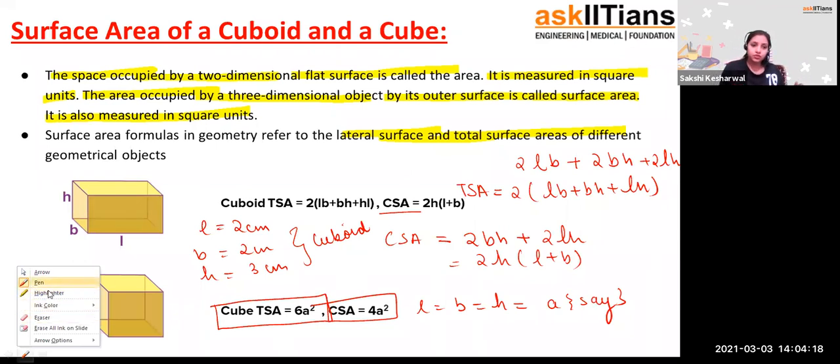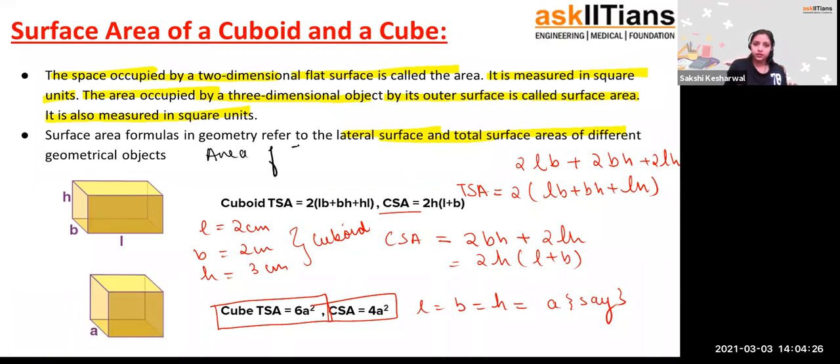So read out the questions very carefully, what it is saying. If it says the area of 5 faces, then the area of 5 faces will be the total area minus the top, or the area of 4 walls plus the bottom. You can go either way. So this is the area of 4 walls, 2H(L plus B), plus LB, that's the bottom. So this is the surface area of a cube and cuboid.